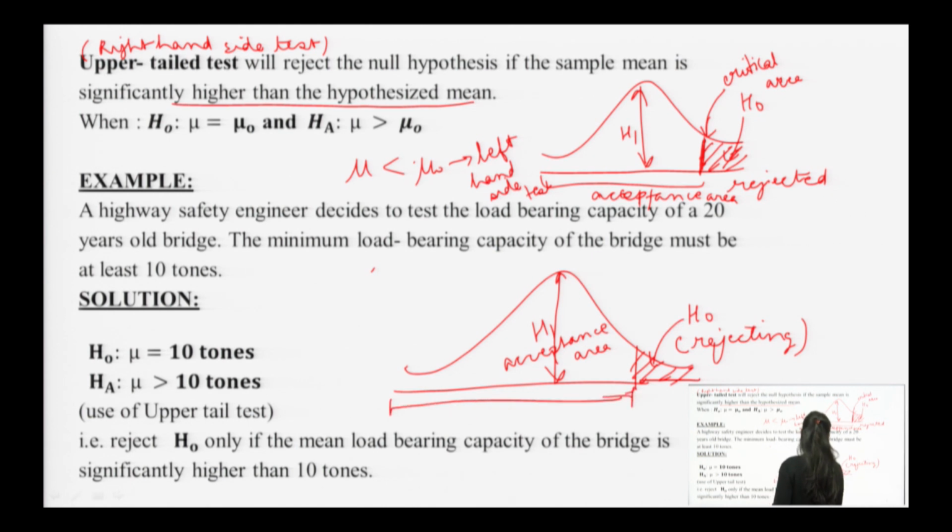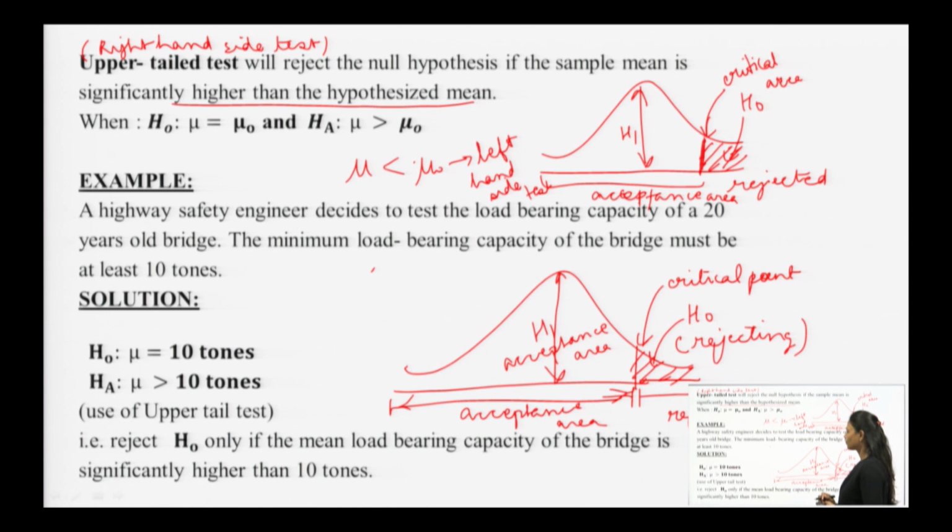This shows my acceptance area, and this shows my rejection area, where this is a critical point which divides the acceptance area and rejection area by a single point, which is called the critical point. This point is a place where my actual mean is equal to my hypothesized mean, that is mu is equal to mu naught.